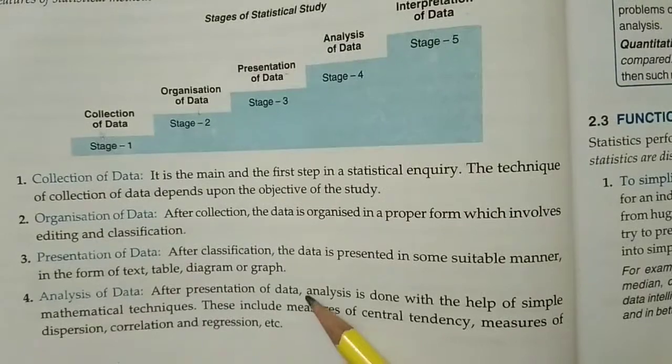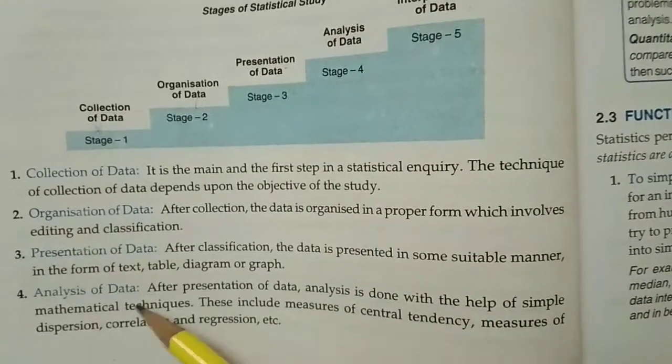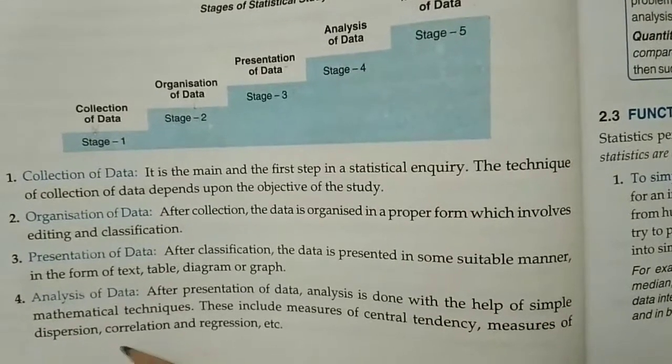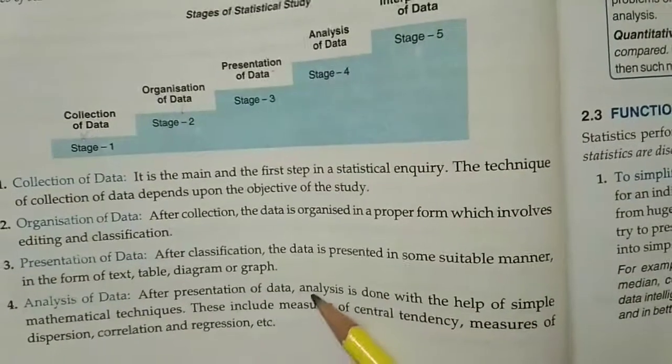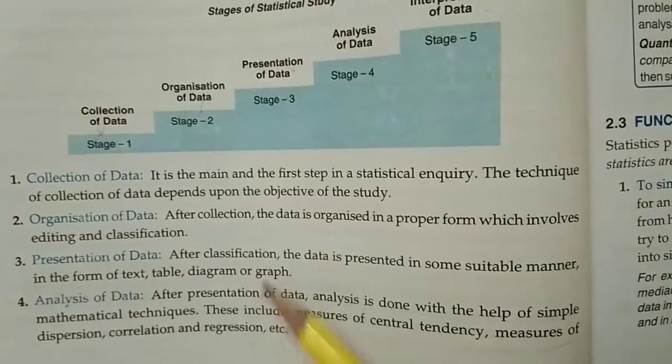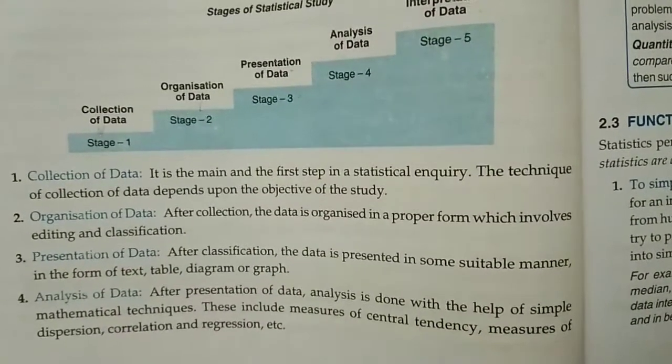After presentation of data, analysis is done with the help of simple mathematical techniques. These measures include central tendency, measures of dispersion, correlation, and regression. You'll be studying all these methods later in the subject. They are all mentioned in a book, and we'll come to know about them later.